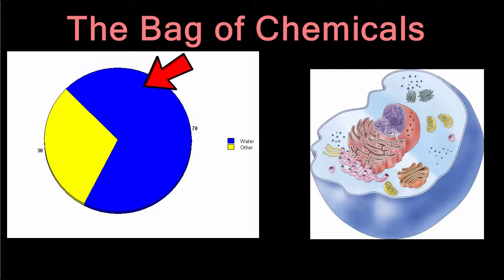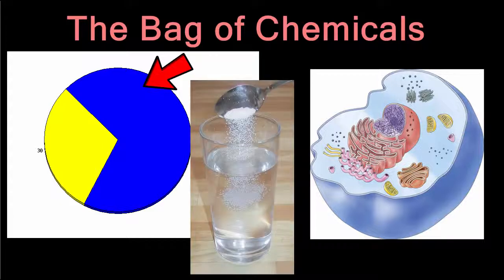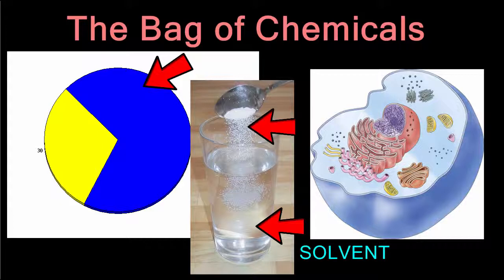The cell is 70% water, mixed with complex organic compounds like carbohydrates and proteins. Within living things, water is the universal solvent. This is the substance in which all these particles float. The particles in the water are called the solute.